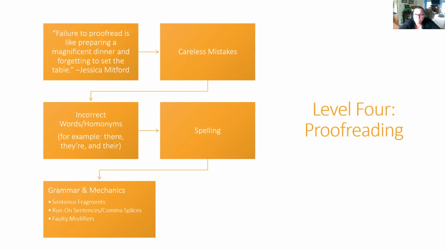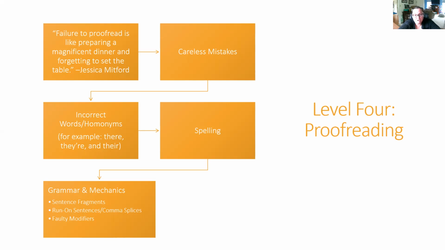But comma splices, remember, that's just a special type of run-on sentence where we're trying to use a comma by itself to connect two complete sentences. You can't do that. A comma's not strong enough by itself. Go back and review that lesson if that does not sound familiar to you, because, again, it's the most common error. But sentence fragments as well, okay?